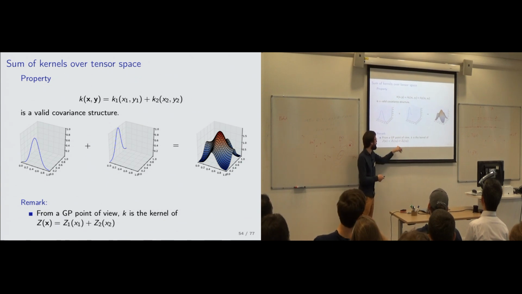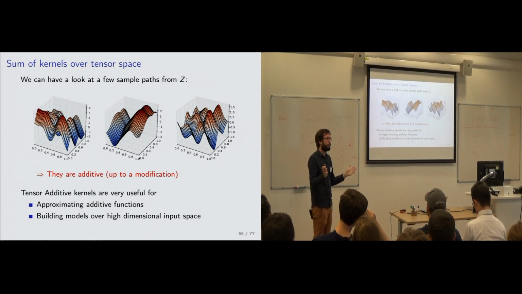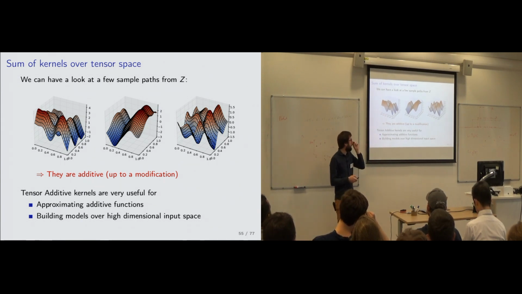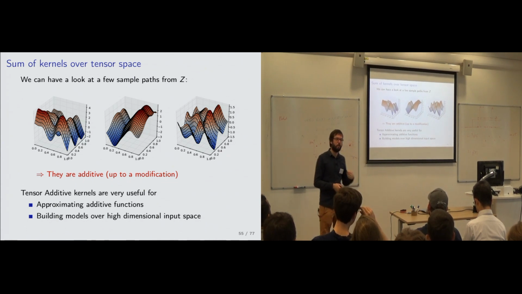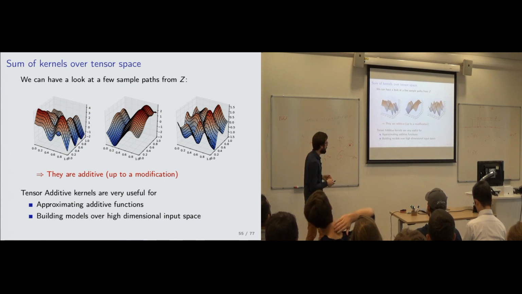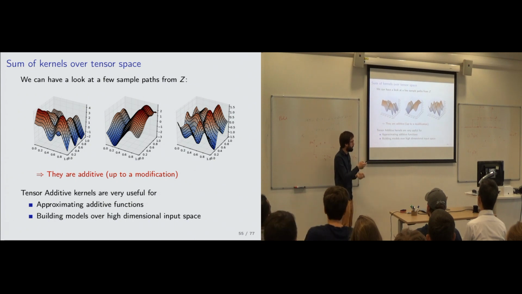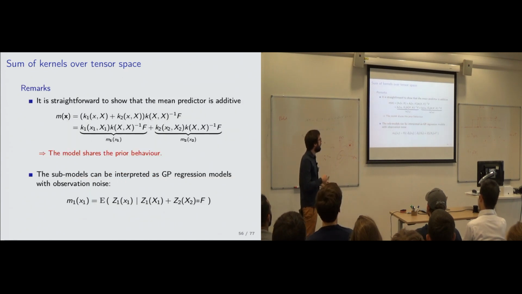So you can either sum these GPs or sample from the covariance, and the model will know just from the covariance that things are additive. This is great if you want to approximate an additive function, because you're giving a lot of information by saying, I have this data and I know it comes from an additive function. You rule out a huge number of functions that are not additive, so your model will be much more accurate. And you can also build models over high-dimensional input spaces. I'll come to that in a minute.